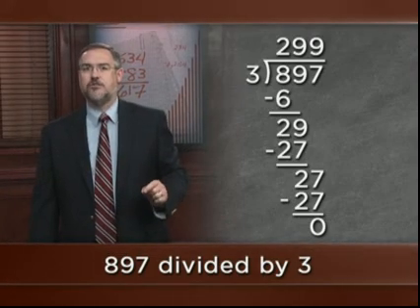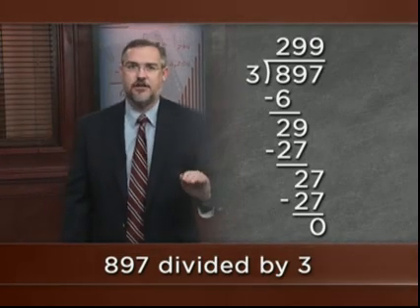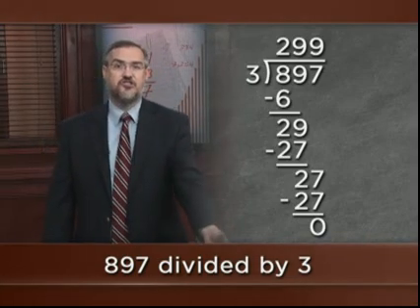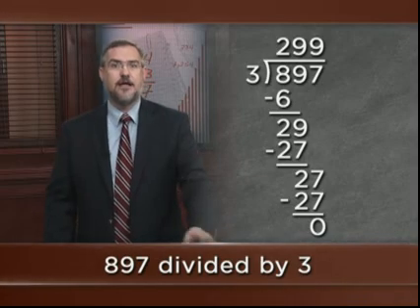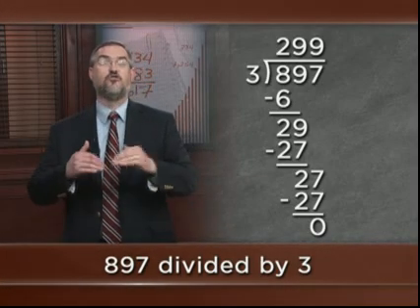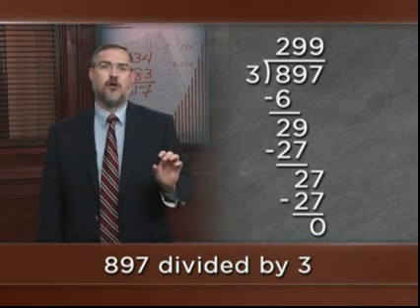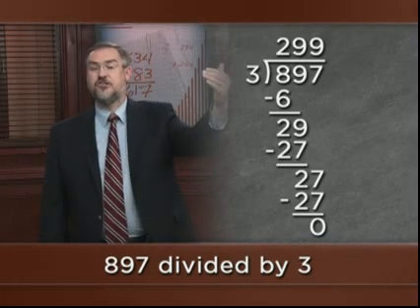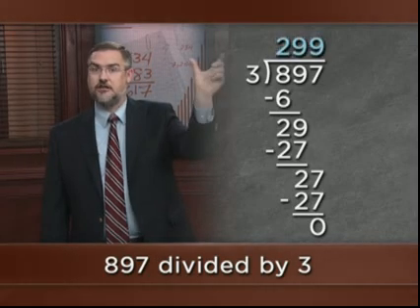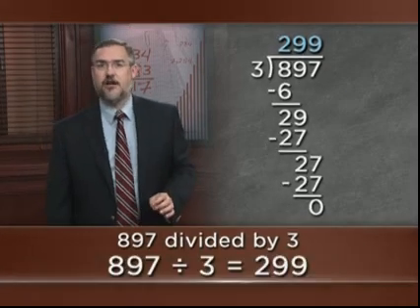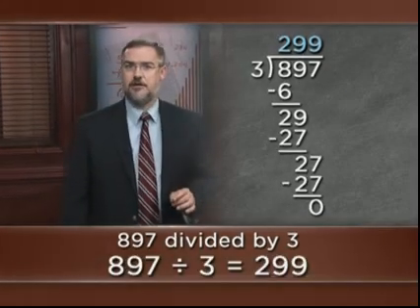Now, notice that we've used all of the digits in the dividend, the 8, the 9, and the 7. And we have this 0 at the very bottom of our work. And that is a hint that we are done, that we need to stop at this point, and we actually know our answer. Our answer is 299. That's what's in the answer section at the top. And so I can say that 897 divided by 3 equals 299.